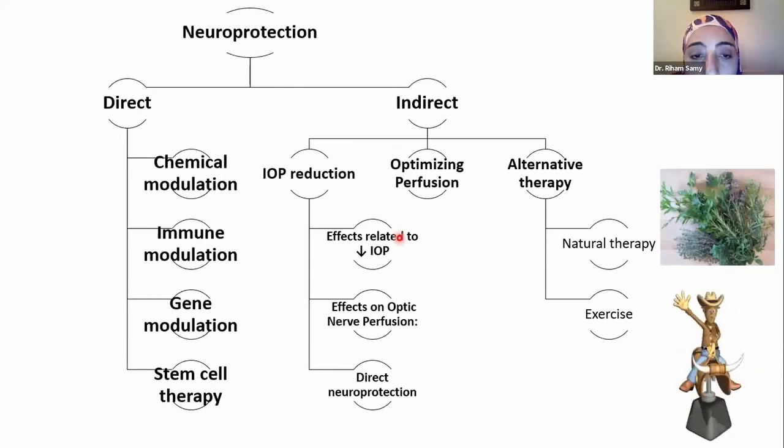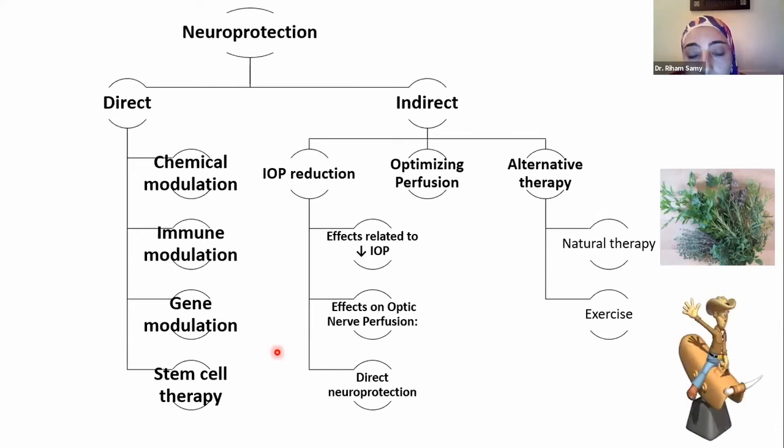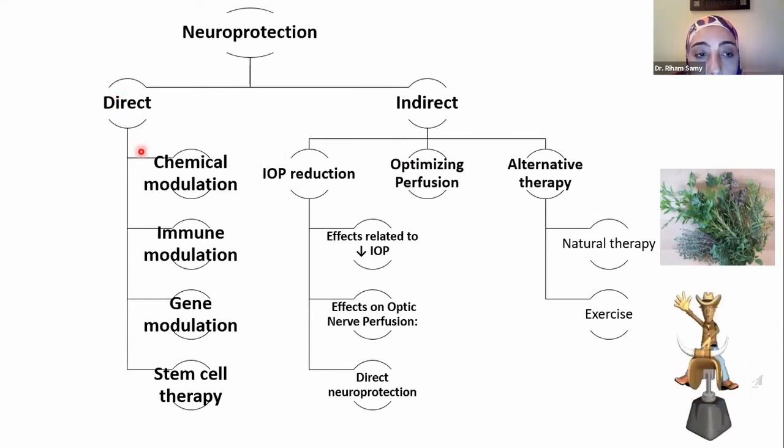What is in our hands is the intraocular pressure reduction, as we reduce the effects related to high pressure, and we can reperfuse the optic nerve head. Some of the anti-glaucoma medications have some direct neuroprotective action, as we will see later on. Now I will focus on this zone, the direct neuroprotection, in particular the chemical modulation.